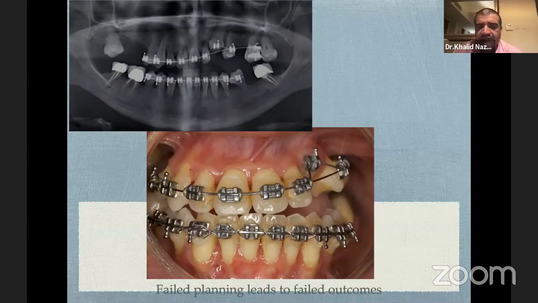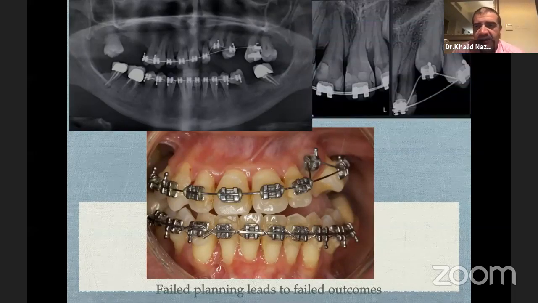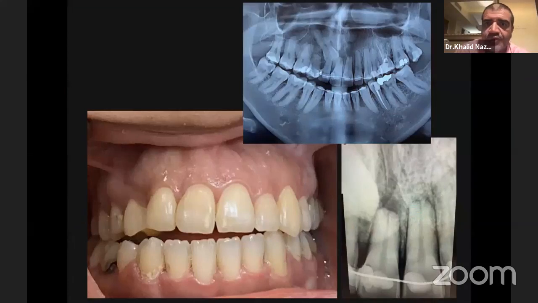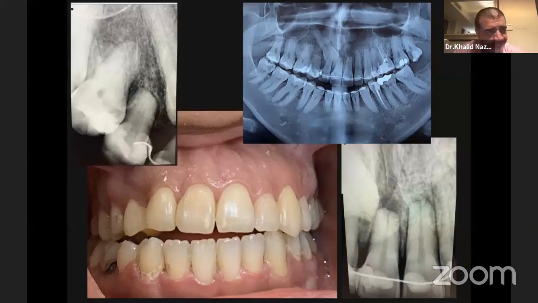Those are some of the failed planning that leads to failed outcomes, where teeth with their periodontiums are in hazard. I'm anticipating one of the questions: we hear that proper orthodontic treatment could enhance periodontal treatment and sometimes get rid of infrabony defects. And that is true if it was properly done. But poorly planned cases end up with a disaster at all levels.